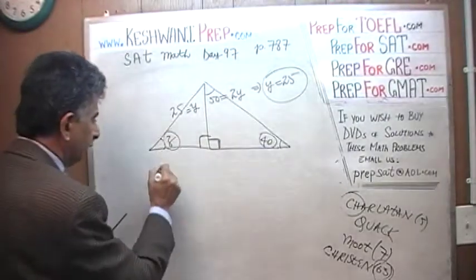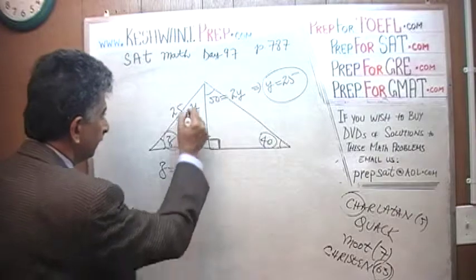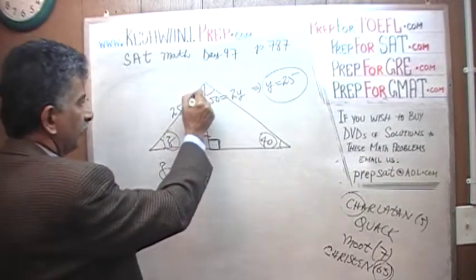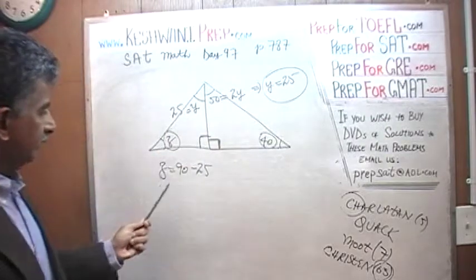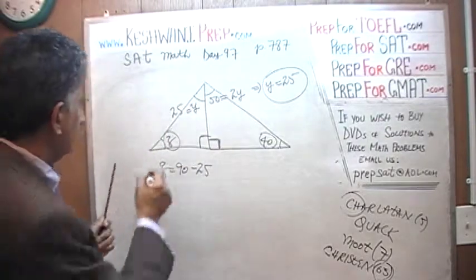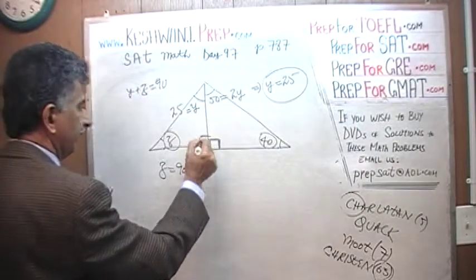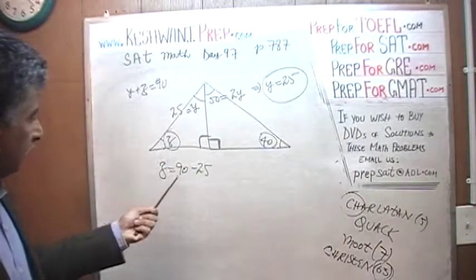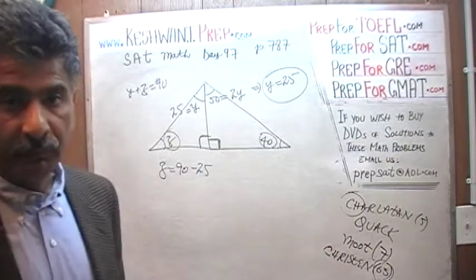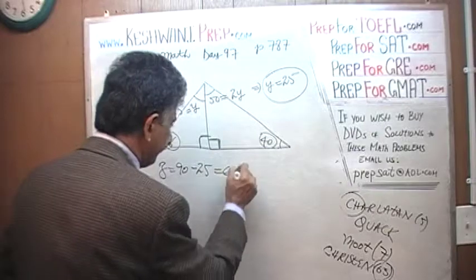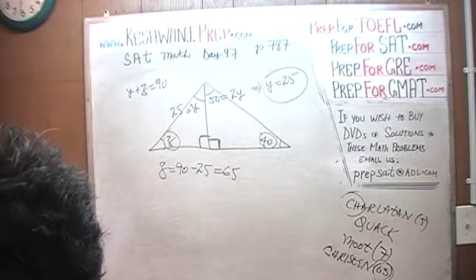Therefore z would have to be 90 minus 25, because again, the sum of y and z has to be 90. In this triangle, y plus z has to be 90, because this is 90 and 90 plus 90 is 180. That's it, we are done. 90 minus 25, 90 minus 20 would be 70, so this is 65. It's 65. Number 8.